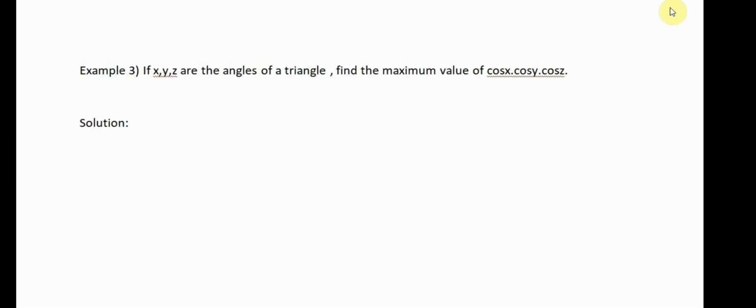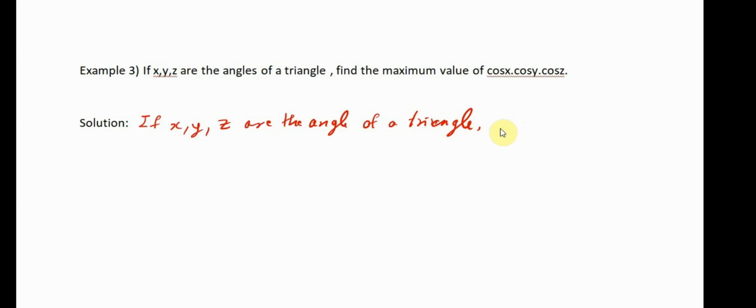So immediately we're going to solve the example here, students. Suppose x, y, z are the angles; one can easily see that in a triangle all three angles will always add up to 180.